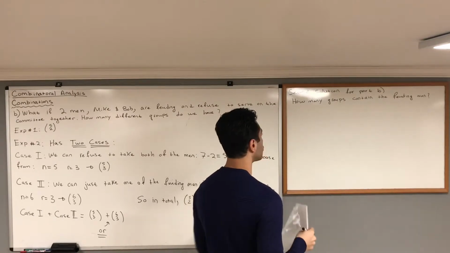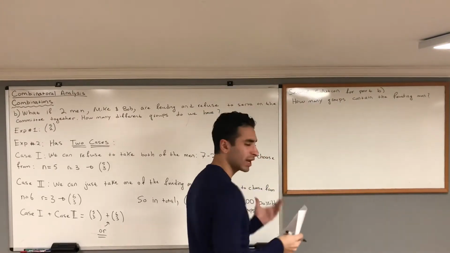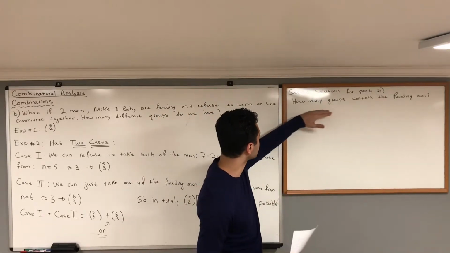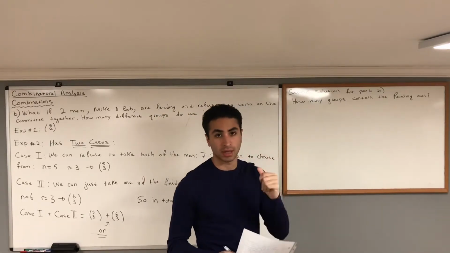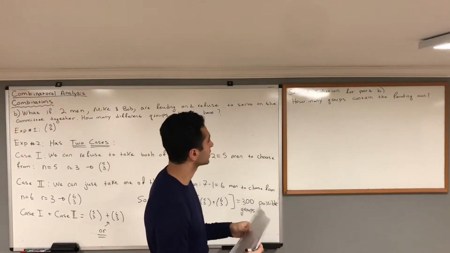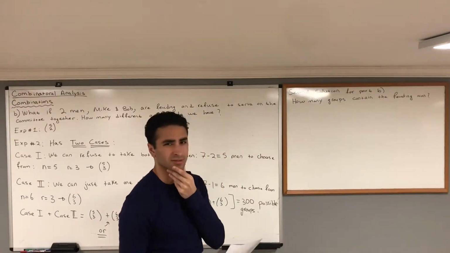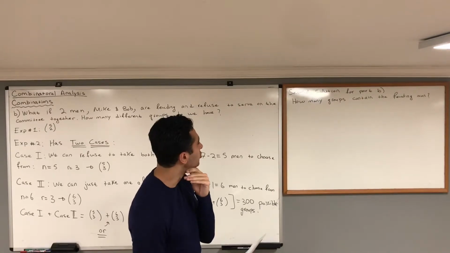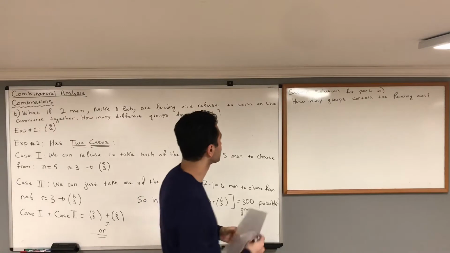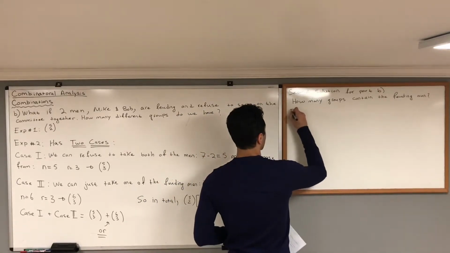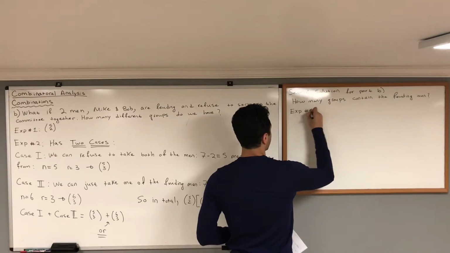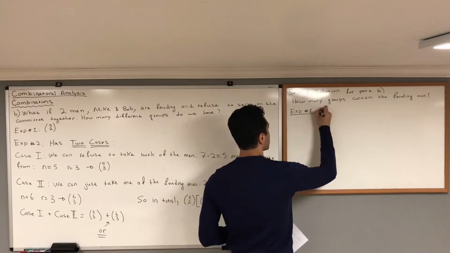Well, how many groups contain the feuding men? How do we answer this question? Well, it seems like a combination question, right? Because how many groups? That's a combination. Okay. And we have one experiment. We're choosing what? We're choosing how many groups contain the feuding men? Well, let's see. What's experiment number 1? Right? It's always good to start with at least one experiment and see where it goes.